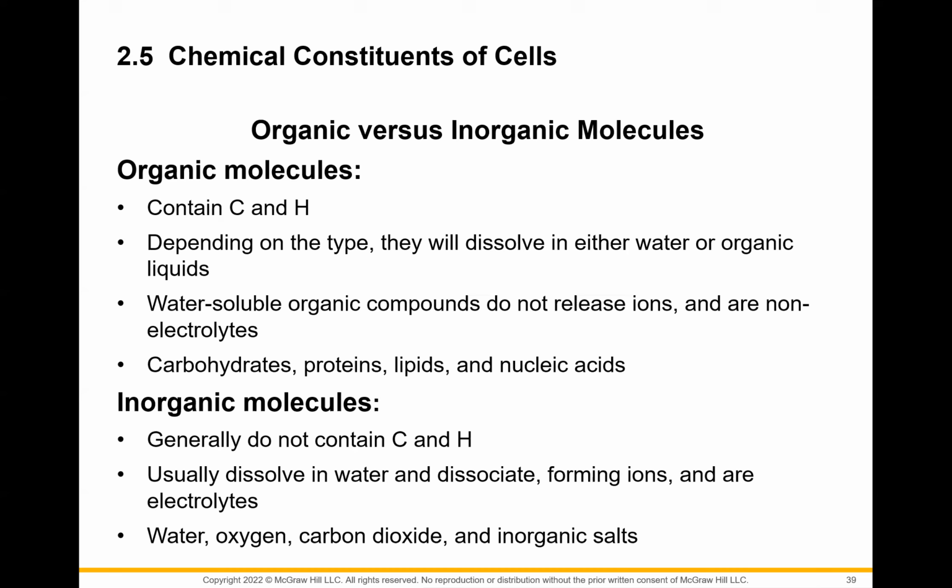Then we have proteins, which are made up from amino acids. We have lipids, which could be our fats or steroids. And then we have nucleic acids, such as DNA and RNA. We'll get into more detail about those later on in this chapter.